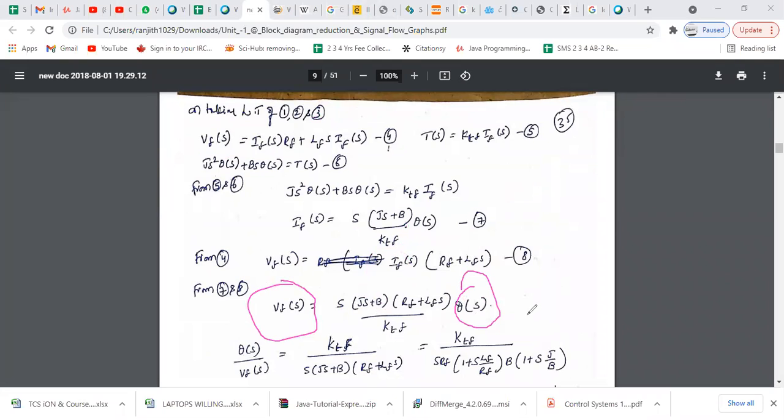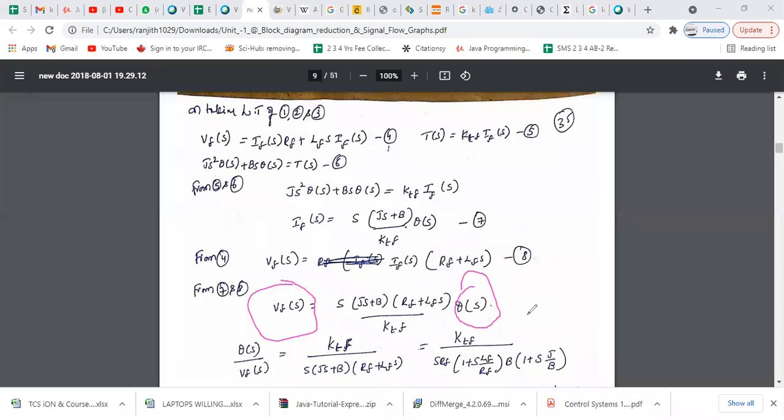What are the variables present in this equation? VF of S, theta of S.